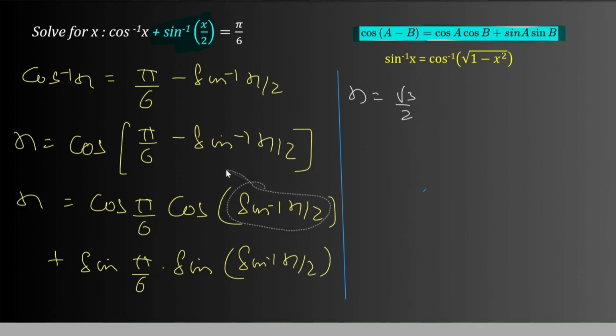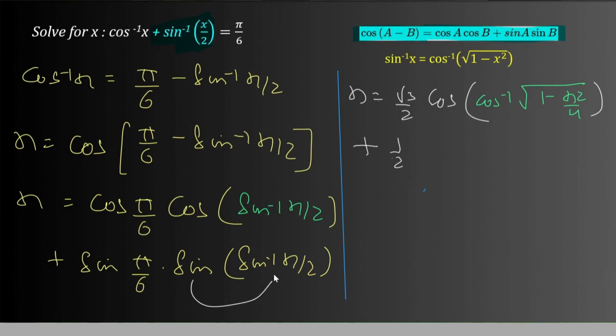So I can replace this one more time. This is what? Sine inverse x by 2. I'm going to write this in terms of cos. So let's say I write this cos as it is, and I'm going to replace sine inverse x as cos inverse whole under root 1 minus x square. And here x is x by 2, so this is the square of this, right? Then we have plus, and what is sine pi by 6? That's half, and sine into sine inverse x by 2 is x by 2.